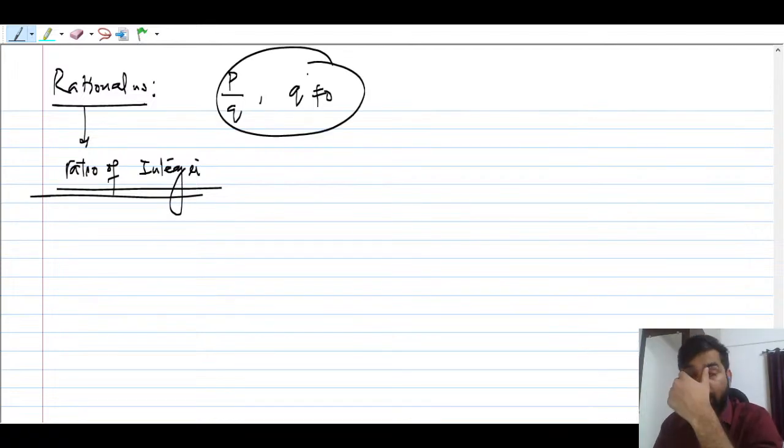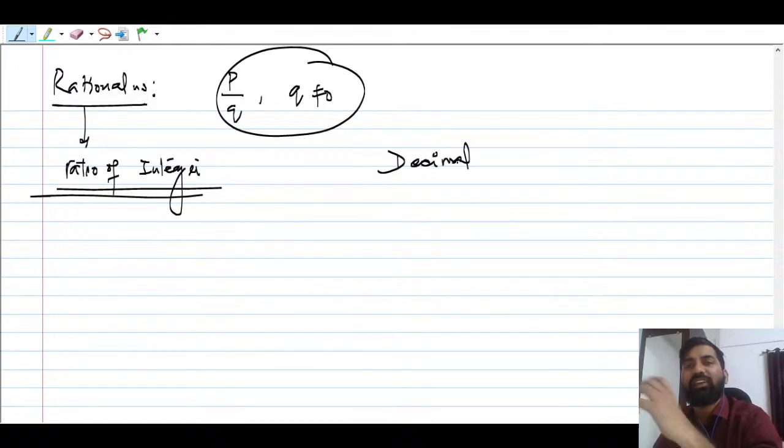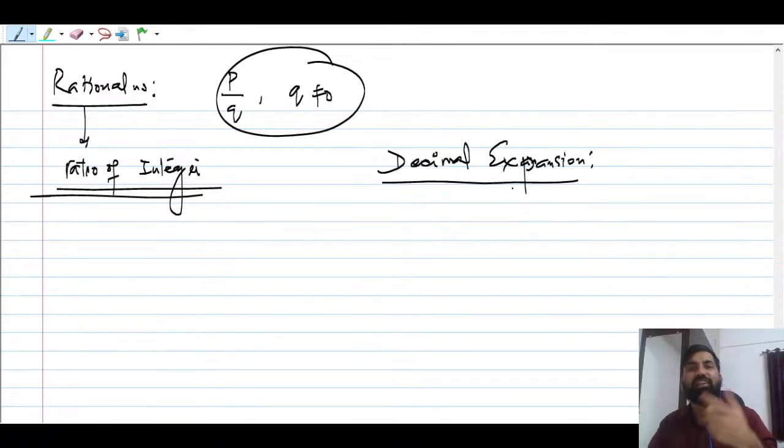Now if you divide these p and q, you might get different types of decimal expansion, right? Based on decimal expansion also we claim that the number is a rational number. So how many types of decimal expansions are there? What is the meaning of decimal, guys? Any number that has a decimal point in it, right? For example 1.5, there is a decimal point after 1. So that number is a decimal number, and so decimal expansion is there.